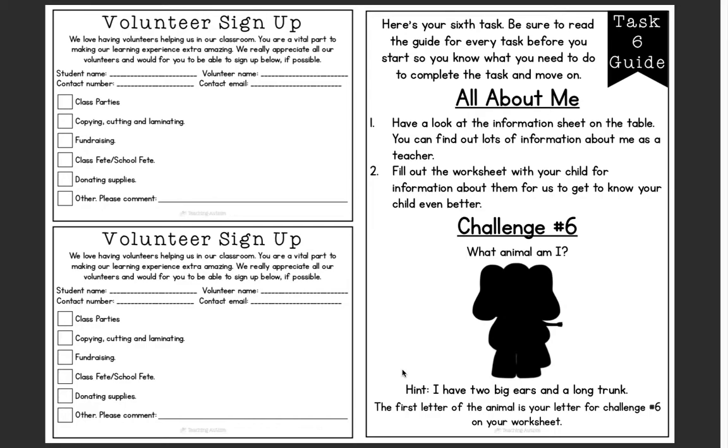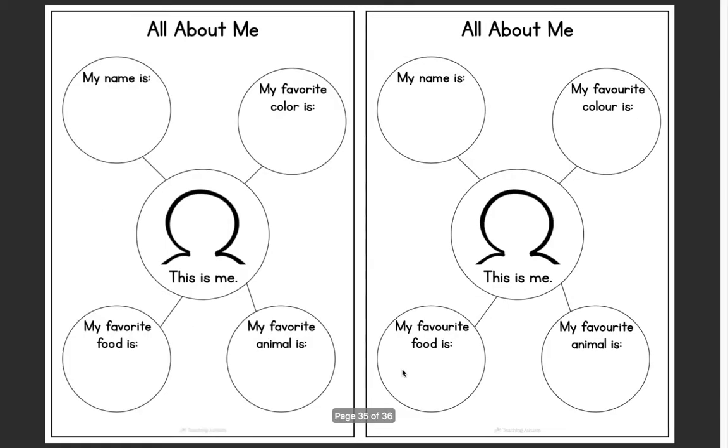Skipping forward to task 6, have a look at the information sheet on the table. You can find out lots of information about me as a teacher. Fill out the worksheet with your child for information about them for us to get to know your child even better. So here we have some all about me.